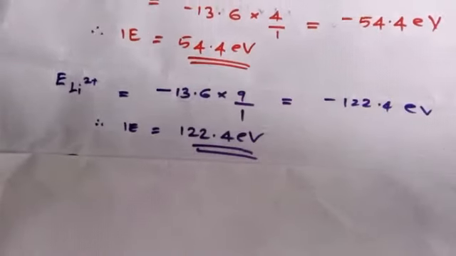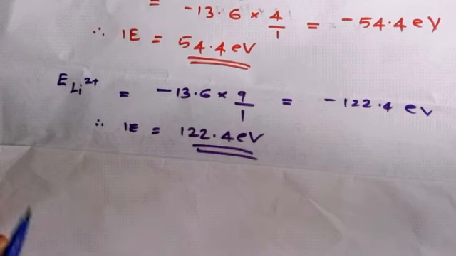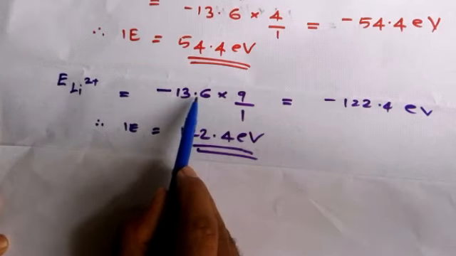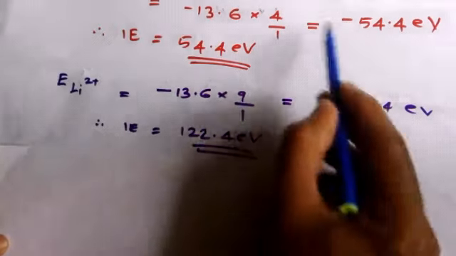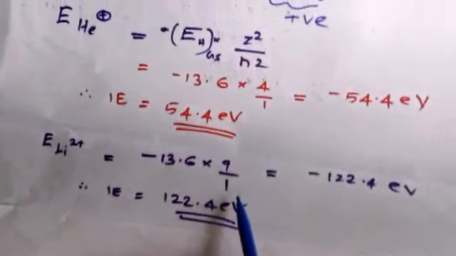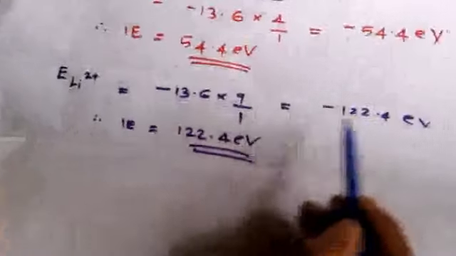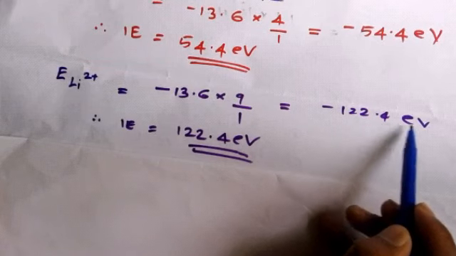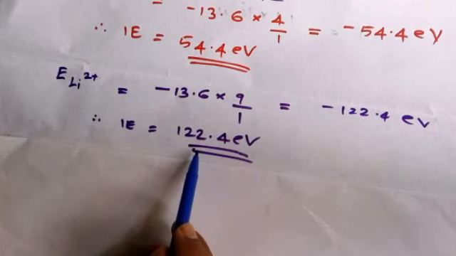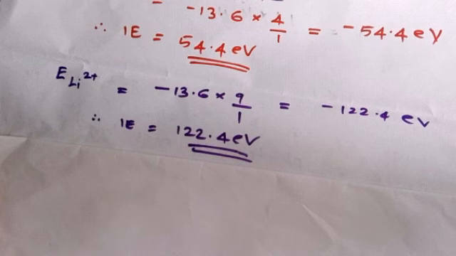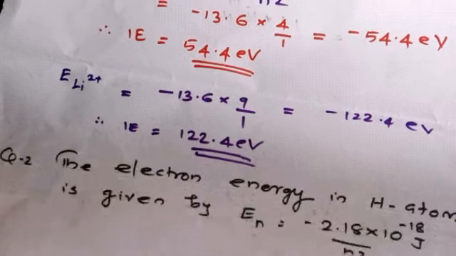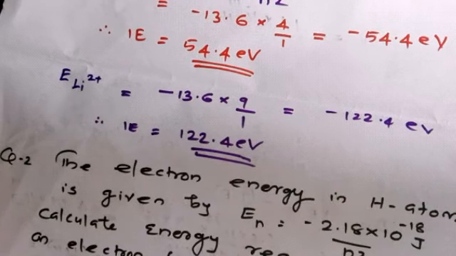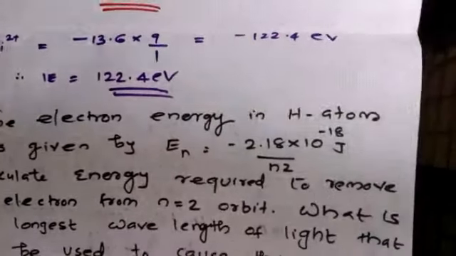Okay. Next is E of lithium 2 plus, minus 13.6 into Z square by N square. Z square by N square, that is 9 by 1, minus 122.4 electron volt. Its positive value is the ionization energy. Okay. Now let us go to the next question. This is the second question. Please see this question.